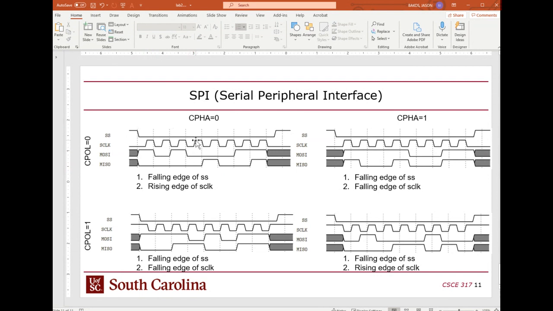That will ensure that you're not reading the data when the data is changing. So if you read on the edges that are indicated here, that should ensure that the data is stabilized for a half clock cycle before you read it and a half clock cycle after you read it, which is ideally when you want to sample the data.